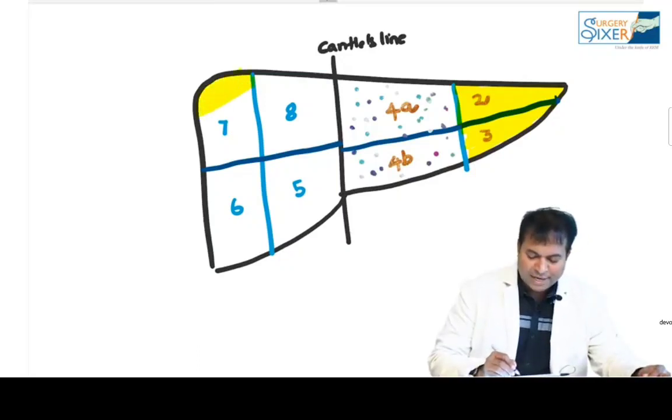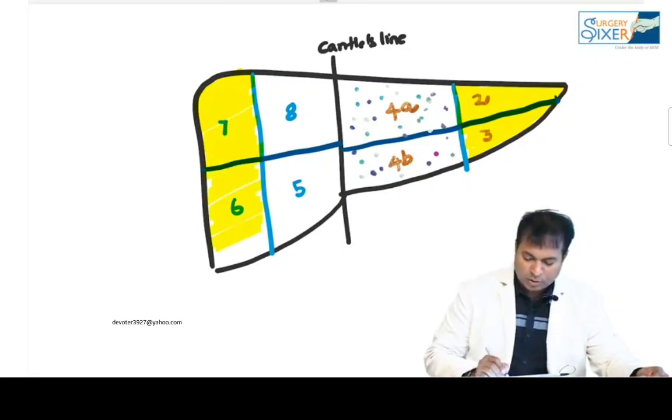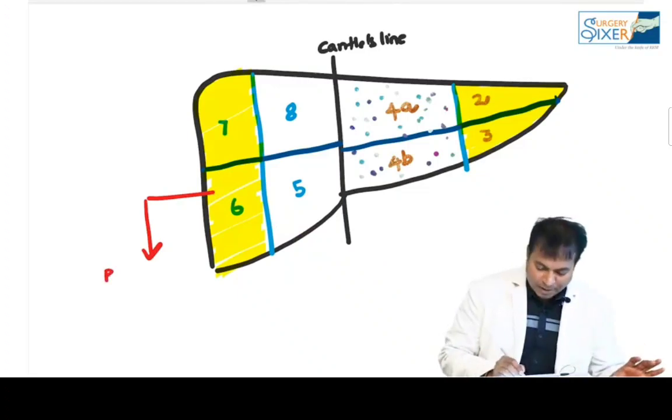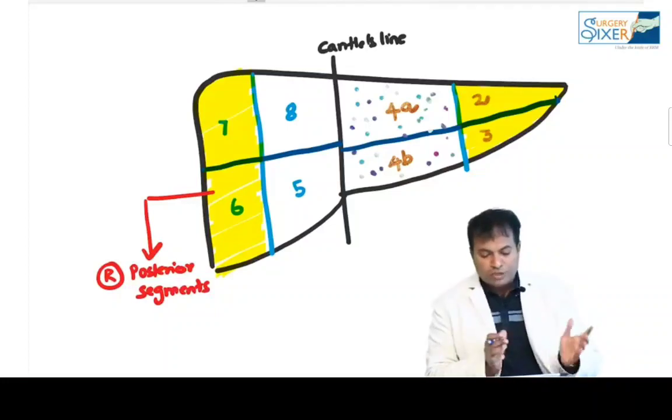Segments 6 and 7 are known as right posterior segments. So let me discuss very clearly, so as not to get confused. Please follow what I am telling now. I am going to write everything. 6 and 7 are known as what? Segments 6 and 7 are known as right posterior segments. They are the right lobe posterior segments, 6 and 7.